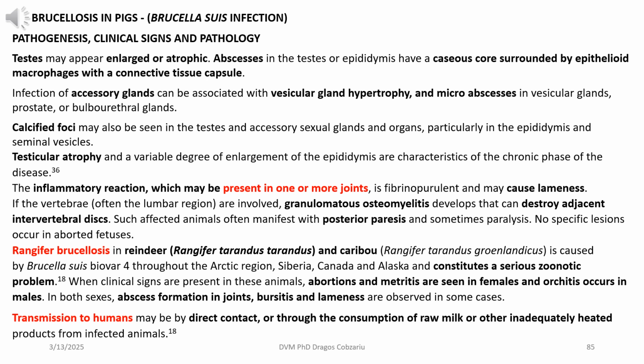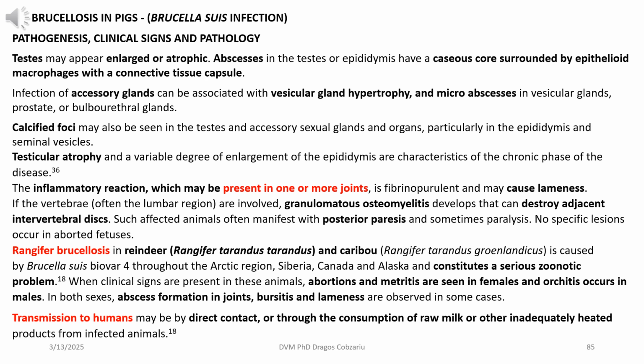Calcified foci may also be seen in the testes and accessory sexual glands and organs, particularly in the epididymis and seminal vesicles. Testicular atrophy and a variable degree of enlargement of the epididymis are characteristics of the chronic phase of the disease. The inflammatory reaction, which may be present in one or more joints, is fibrinopurulent and may cause lameness. If the vertebrae, often the lumbar region, are involved, granulomatous osteomyelitis develops that can destroy adjacent intervertebral discs. Such affected animals often manifest with posterior paresis and sometimes paralysis. No specific lesions occur in aborted fetuses.